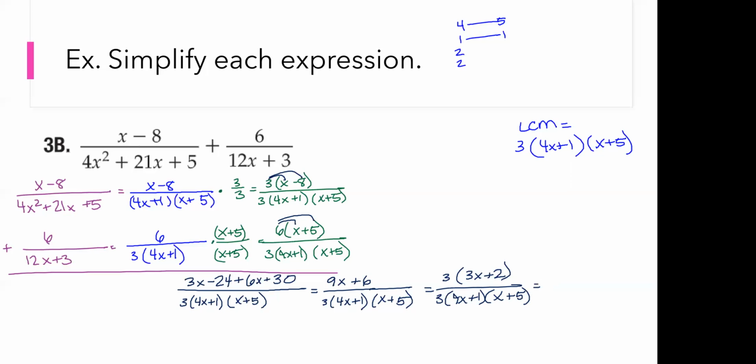Okay, but I notice I have a 3 in my numerator and my denominator, so I could simplify that. So I'm left with 1 times (3x plus 2), and I'm left with 1 times (4x plus 1) times (x plus 5). Okay, and that would be my final answer there.